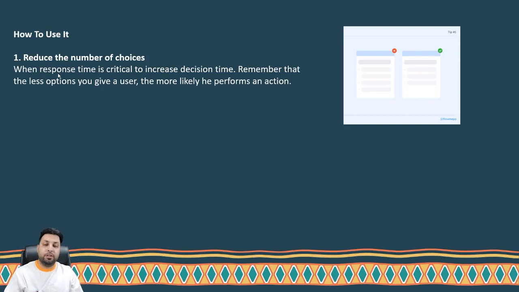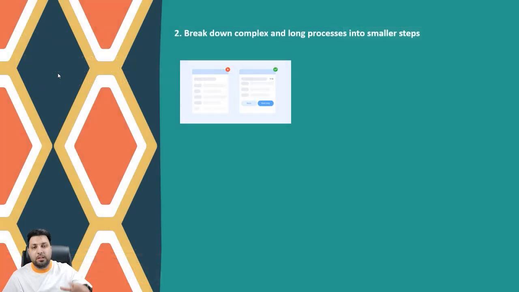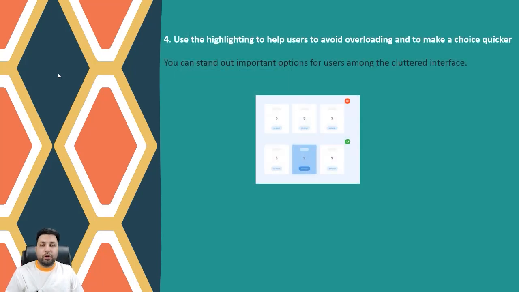When response time is critical, to reduce decision time, remember that the fewer options you give a user, the more likely he is to perform an action. Don't give him, for example, 10 options in one bottom sheet or modal. The other thing: break down complex and long processes into smaller steps. Make it step by step. Categorize and group them, and then the user will do it and have a better experience. Use highlighting to help users avoid overload and make choices quicker, for example highlighting which one is better or suitable for you.